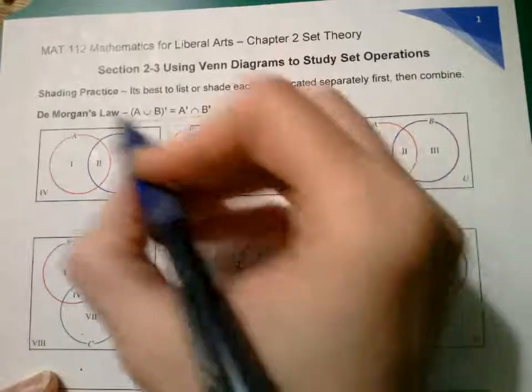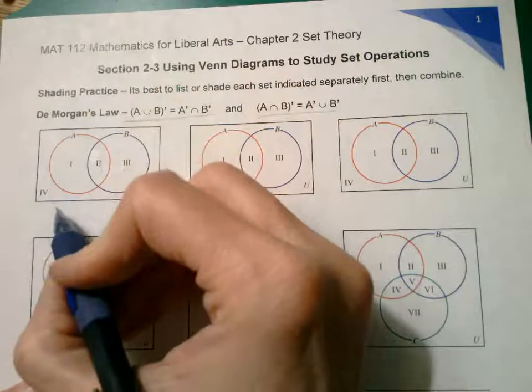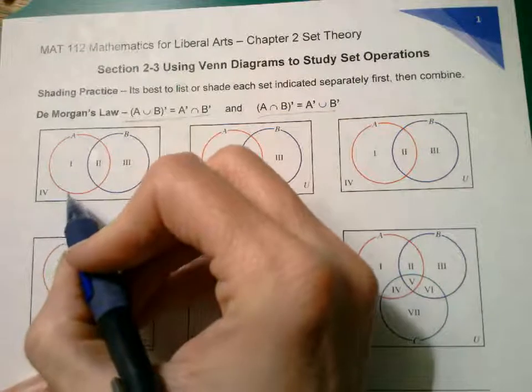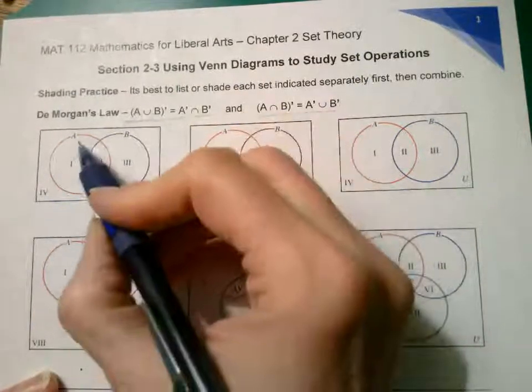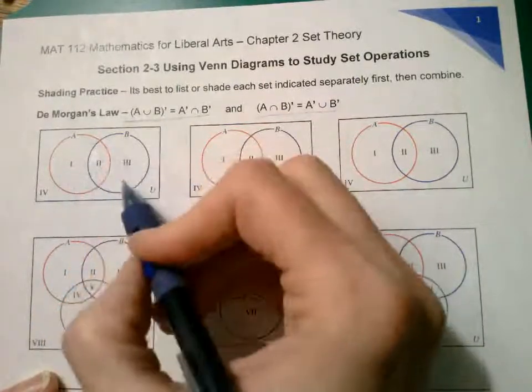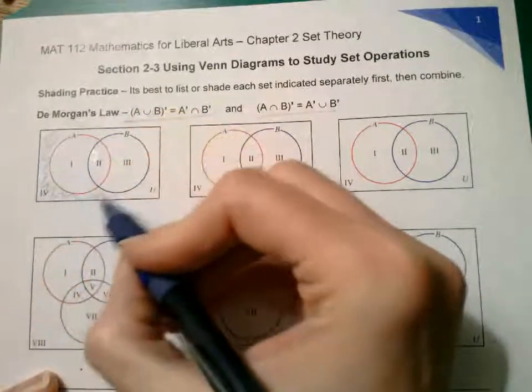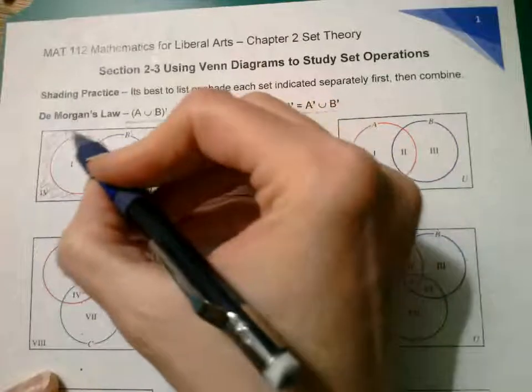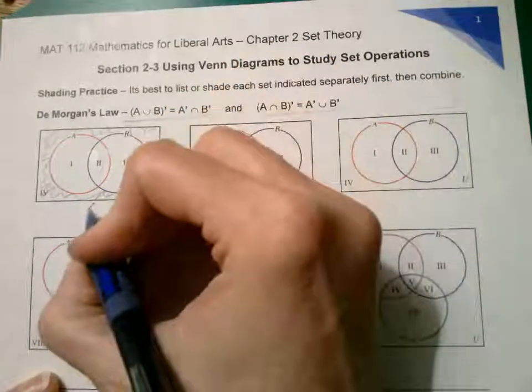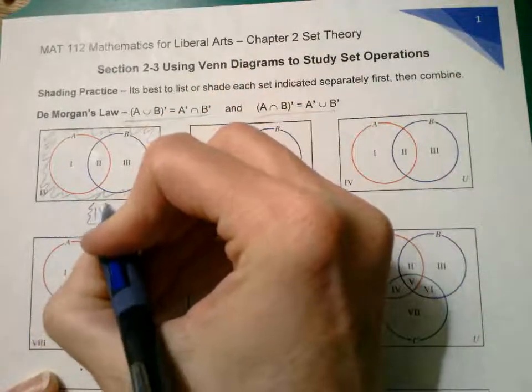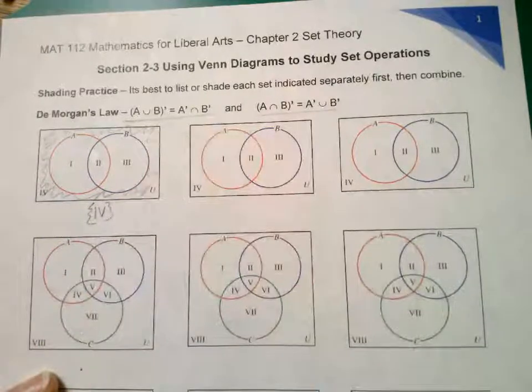Let's take this one here first. Let's see. A and B, the union of A and B would be all of this. So what's not that is just the universal set. So the answer to that one is just the region 4 would be shaded for what's not the union of A and B.